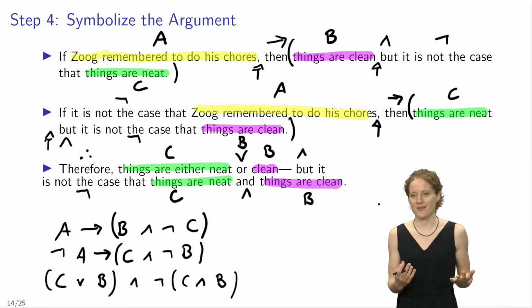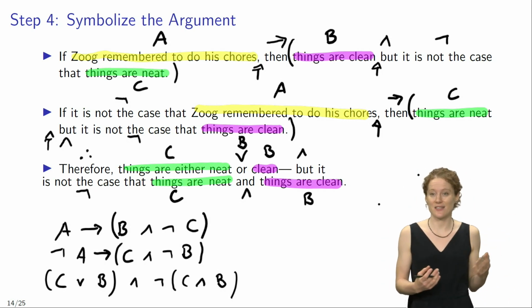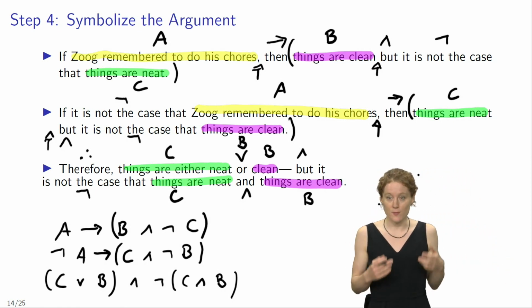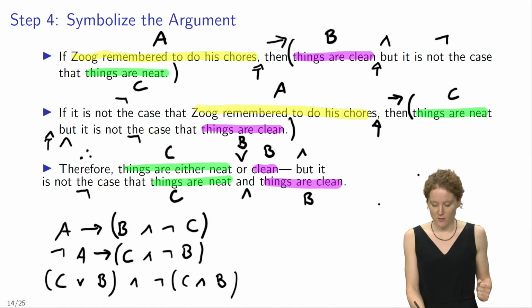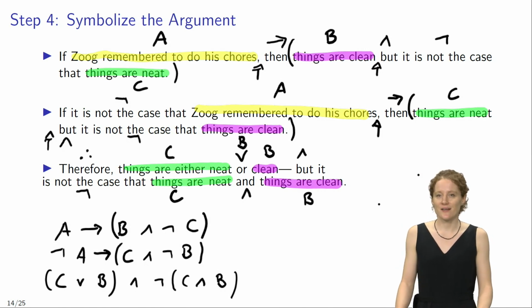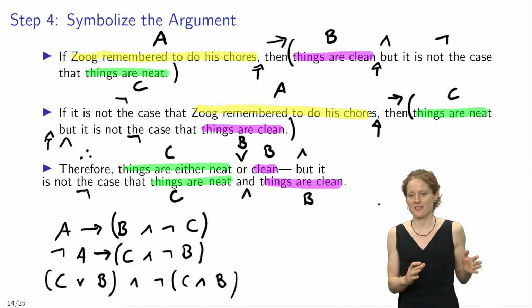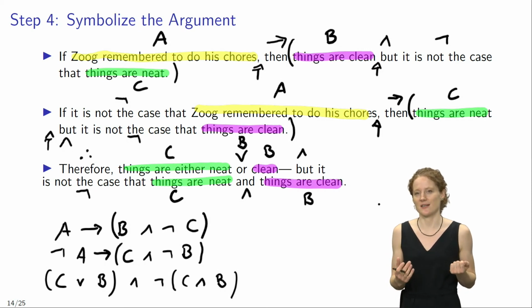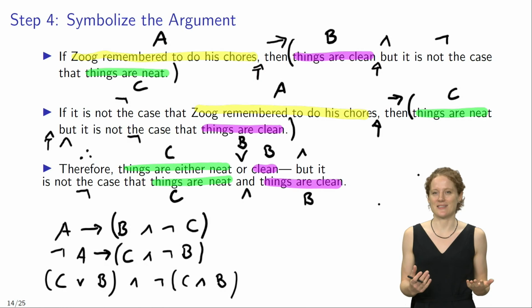So intuitively, the sentence tells us that either it's not the case that things are neat or it's not the case that things are clean. And so that means that what's negated here is the whole conjunction, things are neat and things are clean. Okay, this is our symbolization of our argument. In the next step, we can move on and construct a truth table for this argument, which is going to allow us to assess its validity.